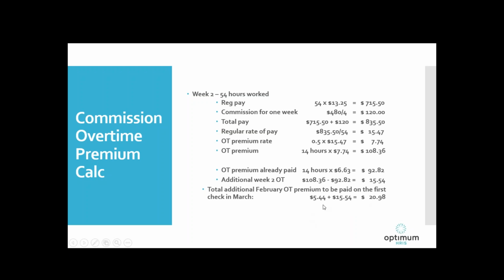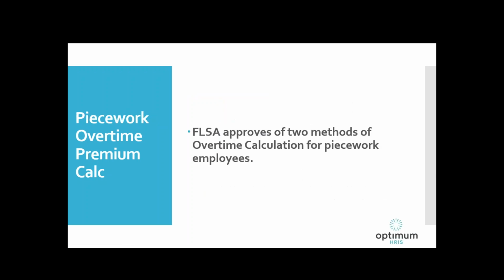So adding the 2 weeks of February overtime that we need to pay him on his first March check, we're going to give him an additional $20.98 on his first March check. So commission employees can cause you a little bit of backtracking.